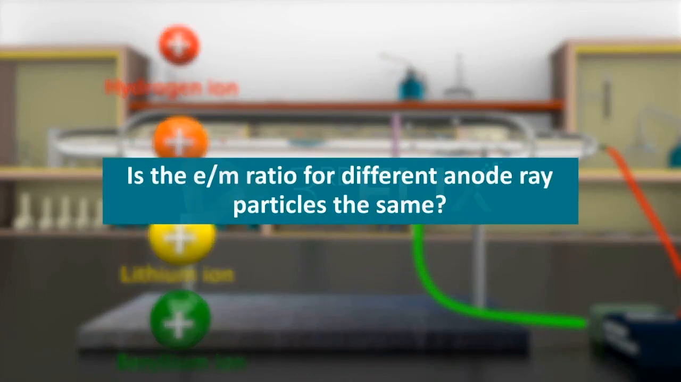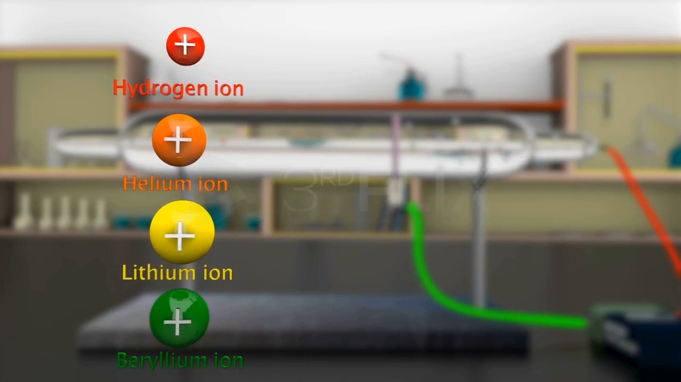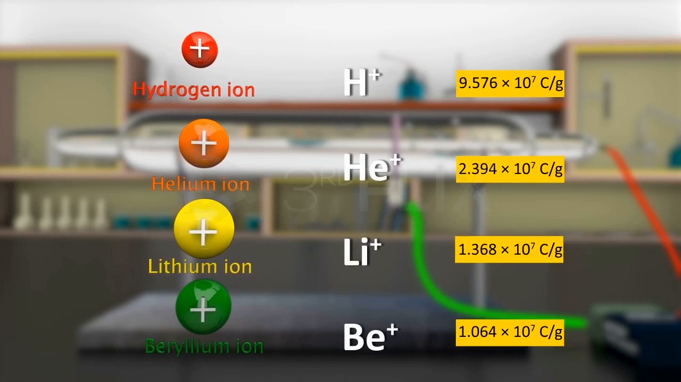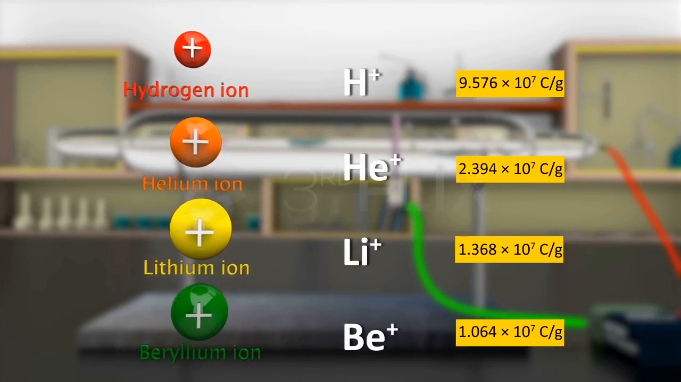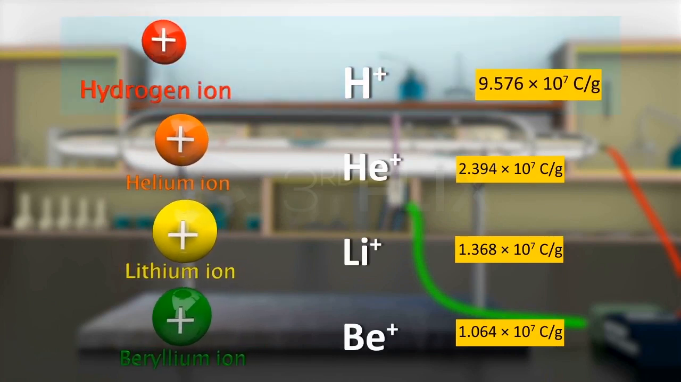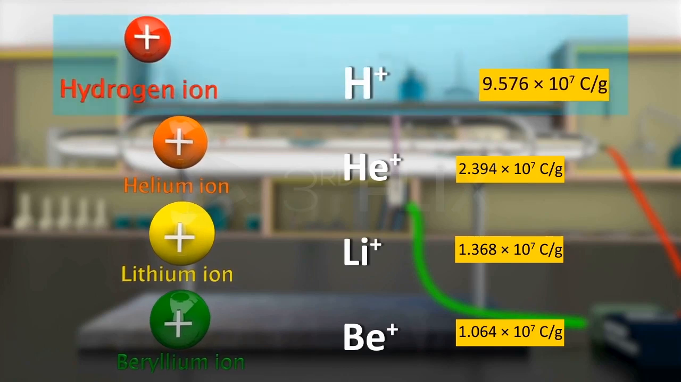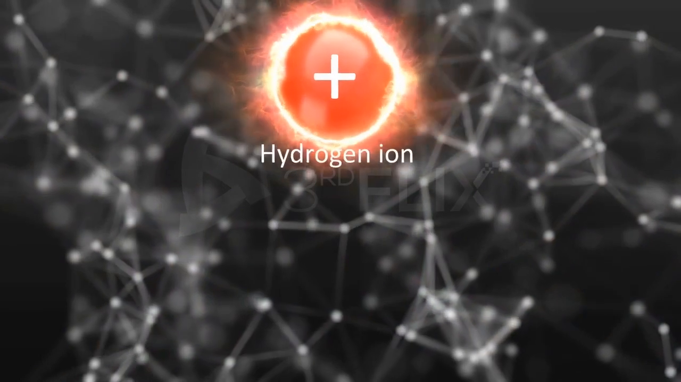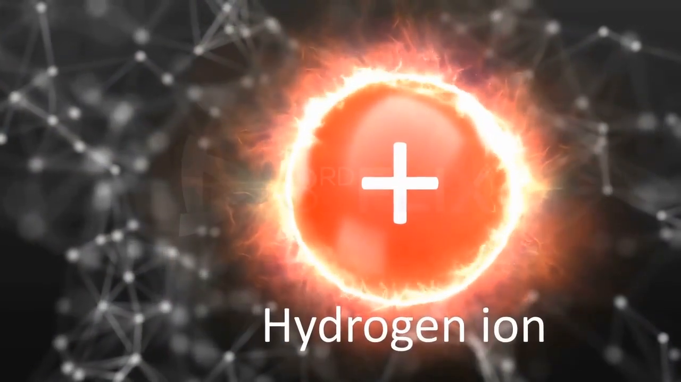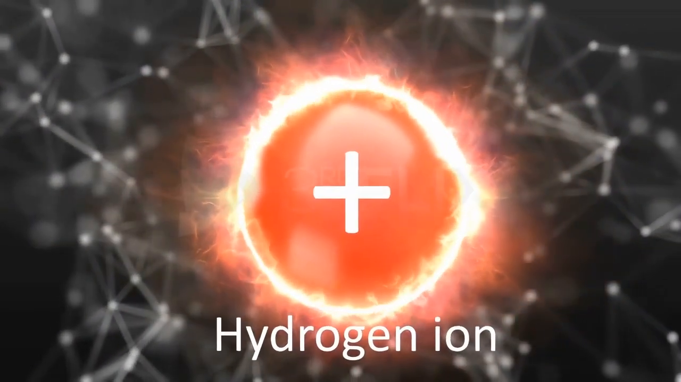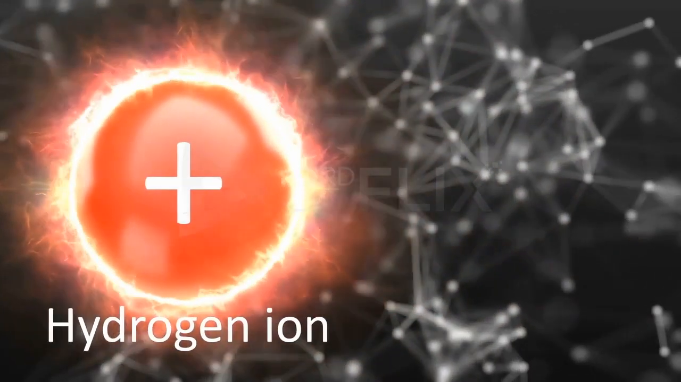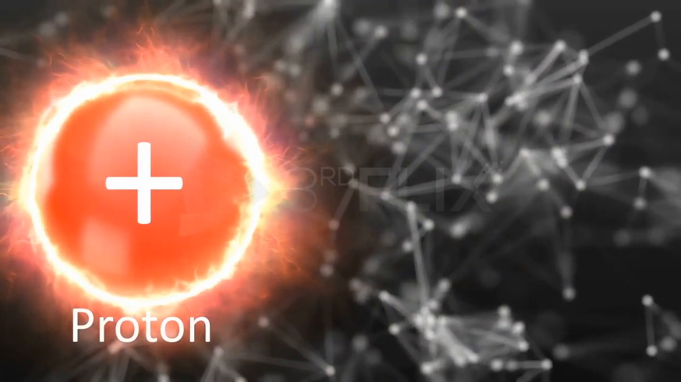Is the e/m ratio for different anode ray particles the same? Let's find out from the following table. It is clear from the table that the charge to mass ratio e/m is different for different ions. It was also found that hydrogen has the highest e/m ratio. Hence, hydrogen gas was found to produce the lightest and smallest positively charged ion. This smallest positively charged particle was termed as proton.